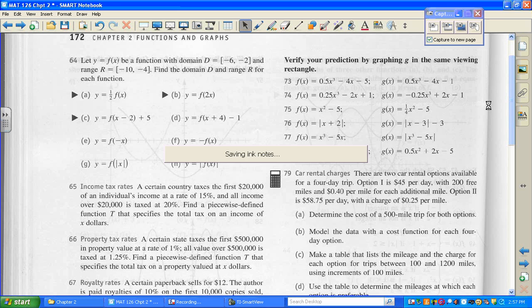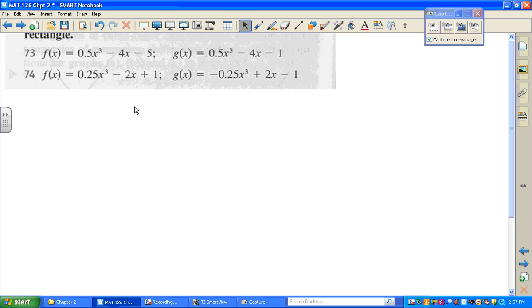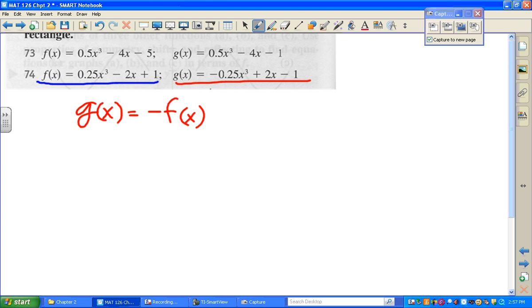What do you think the difference is between the graph in number 74, the f function, versus the g function? What's the difference between f and g? The operations are inverse, they're opposite. How's that going to affect the graph? Over the x-axis. So g of x equals negative f of x, which means it's reflected over the x-axis.